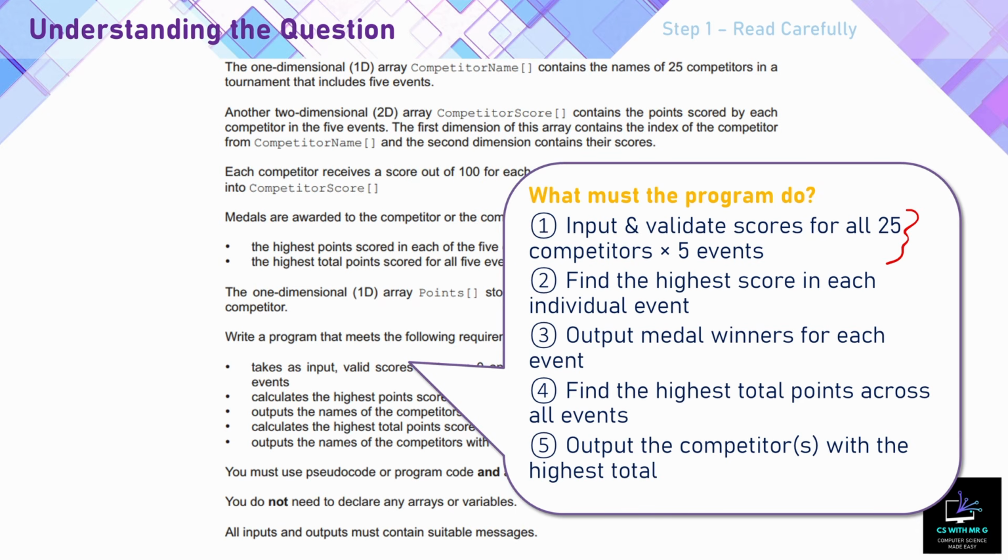So by now you should realize that you're not going to write 25 lines of code for the 25 inputs. We can simply use a loop for those 25 competitors and then use another loop for the 5 events that they do. So we're going to have to use a nested loop in this case, which is a loop inside a loop, and I will show you shortly exactly how we're going to create that. Finding the highest score, again, we're going to need a loop. Output the medal winners for each event, so that will require the total variable, as well as finding the highest total points across all events, and then finally outputting the competitors with the highest total. That will be finding the highest number.